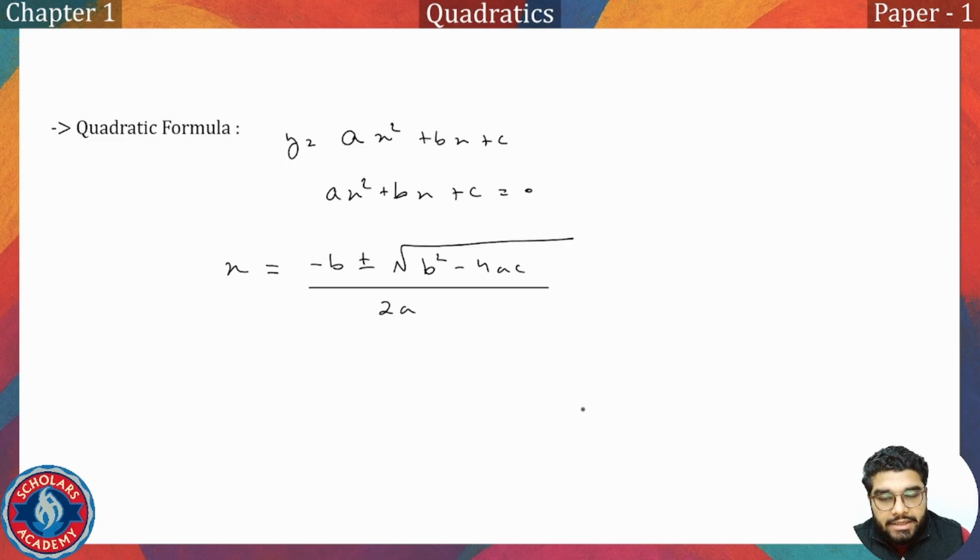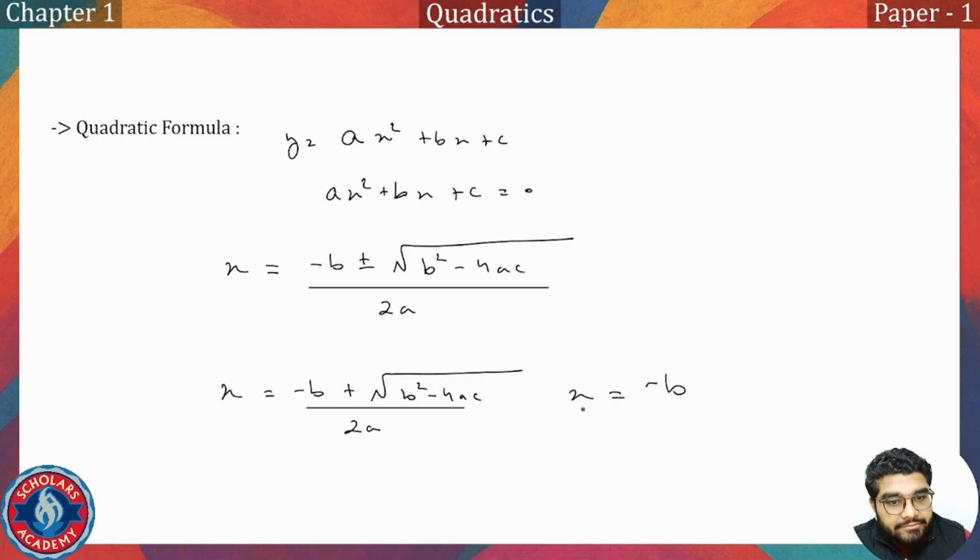So the roots that we are getting are x is equal to minus b plus root of b square minus 4ac by 2a, and x is equal to negative b minus root of b square minus 4ac divided by 2a. So these are the two values of x.